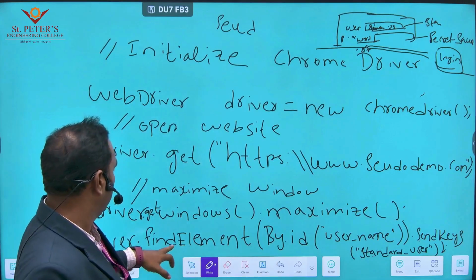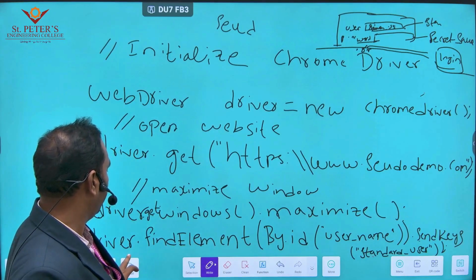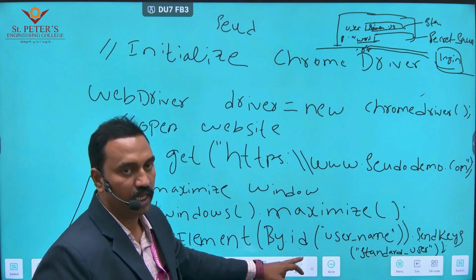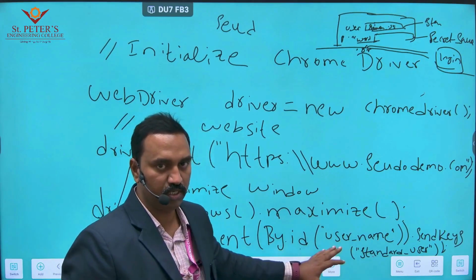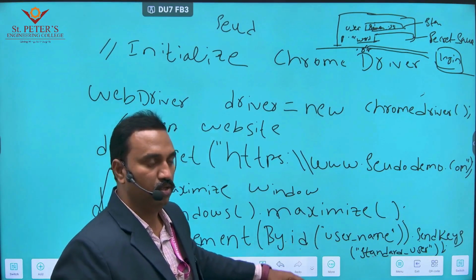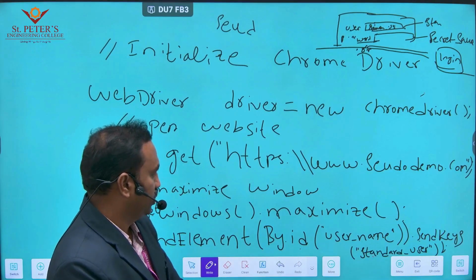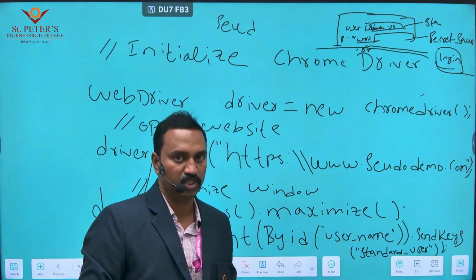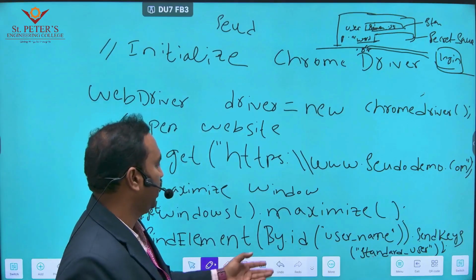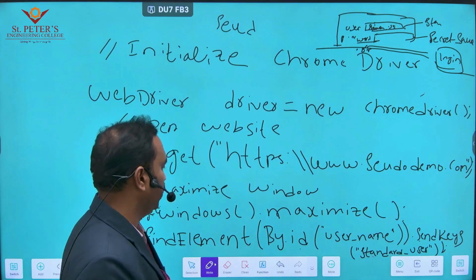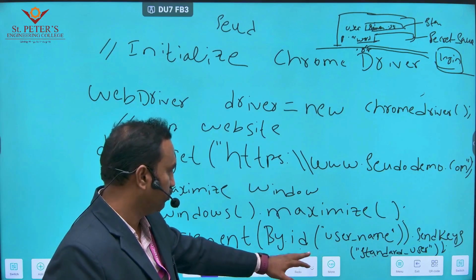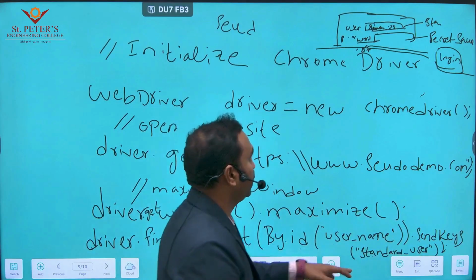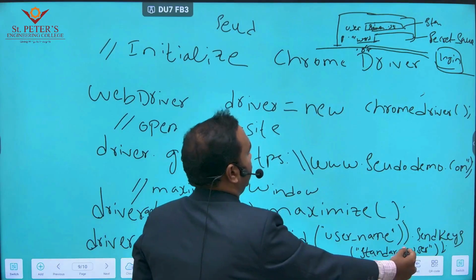So this command, driver.findElement(By.id), I'll just tell you at a high level only. There are different types of finding the element: relative, xpath, by id, by name. There are different types, but here I have used id, username, and in sendKeys, meaning in the text box, I have entered standard_user.